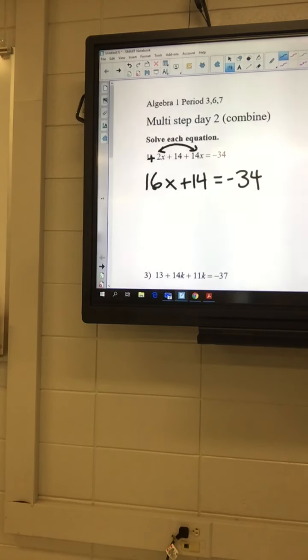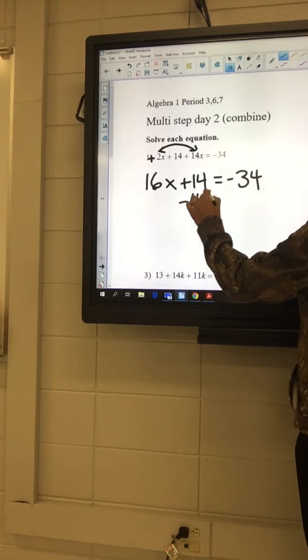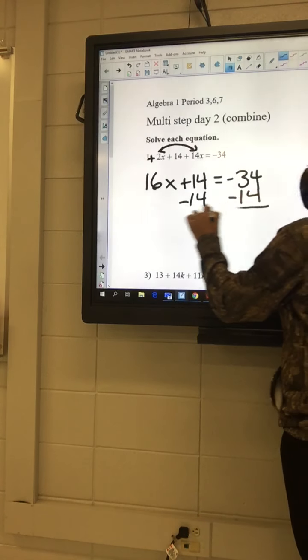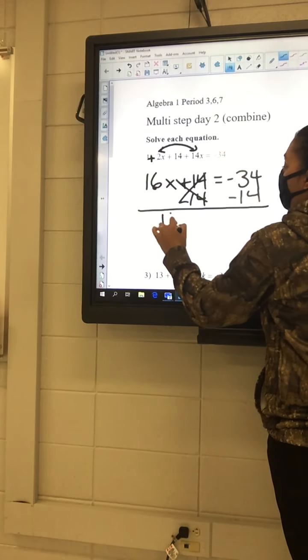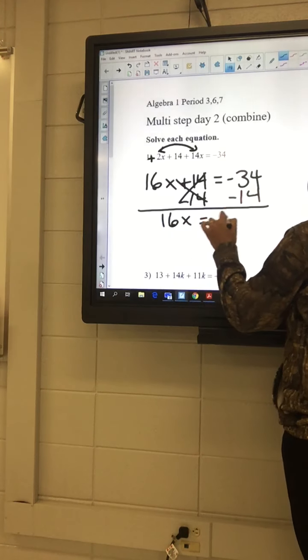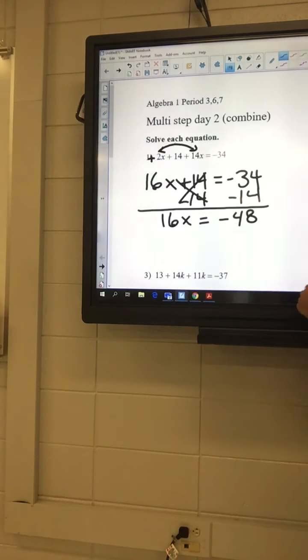If you're following the steps, step 2 says add or subtract the kid. So you're going to subtract 14, subtract 14. 16x equals negative 48. So far we've done 2 steps. Our first step was to combine. Our second step was to add or subtract the kid. And then our third step is going to be to divide.